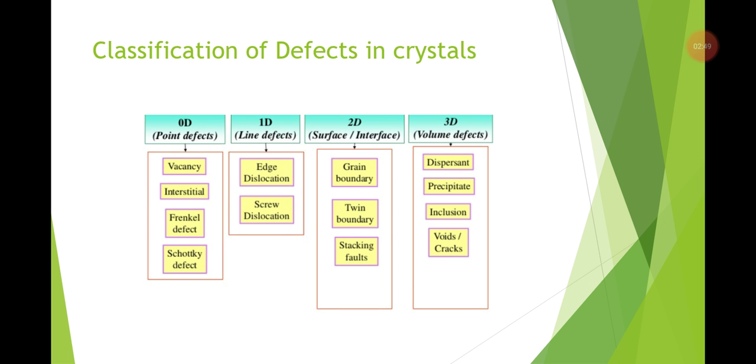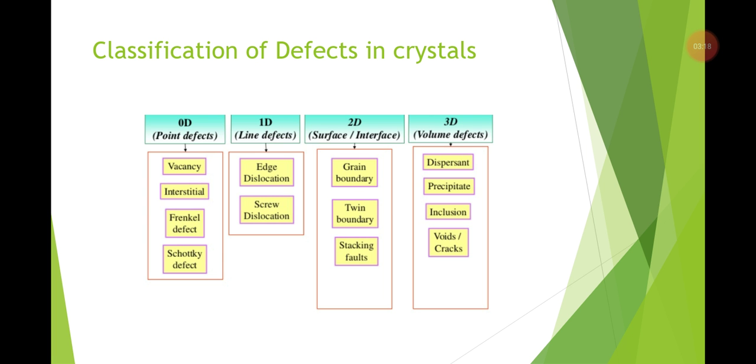Now, classification of defects in crystals. So actually it is classified into four types. The first one is 0D point defects, the second one is 1D line defects, then 2D surface or interface defects, and 3D volume defects. These are the four types. Actually 0D is divided into two. The first one is ionic and the second one is non-ionic. It will be discussed further in further slides.